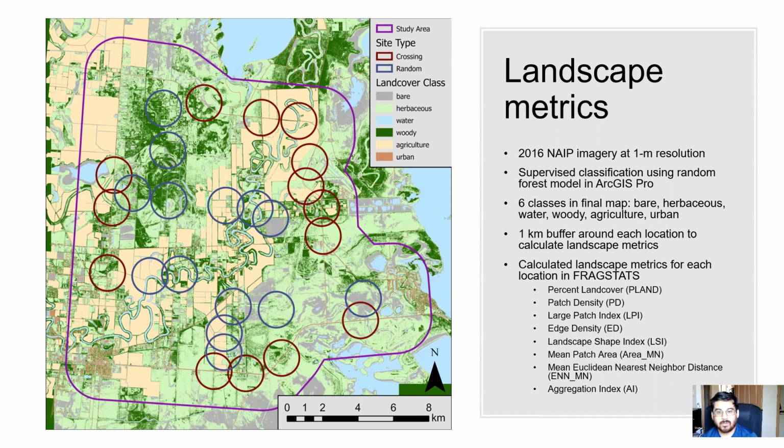We combined our classified map with our manually classified classes to have a final map with 6 classes: bare, herbaceous, water, woody, agriculture, and urban. We then created 1 kilometer buffers around each of our sites, those are crossing and random sites, and calculated landscape metrics as measures of landscape structure around each site using FRAGSTATS for each land cover class.